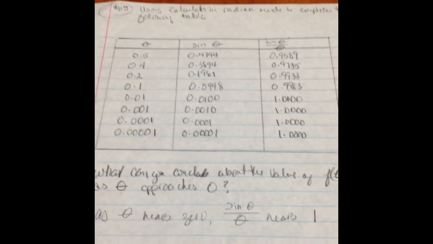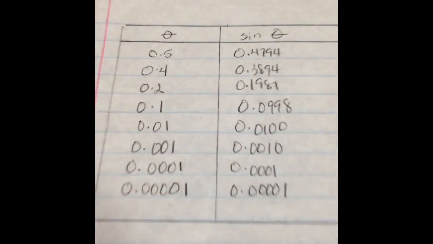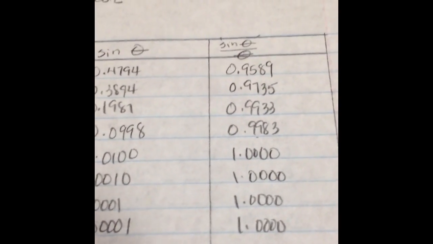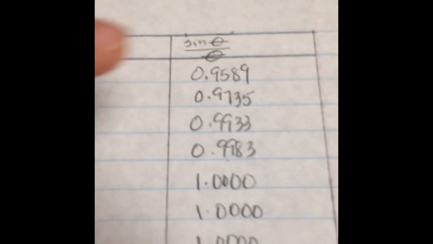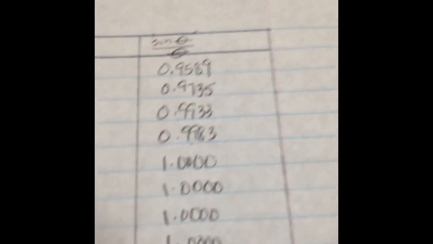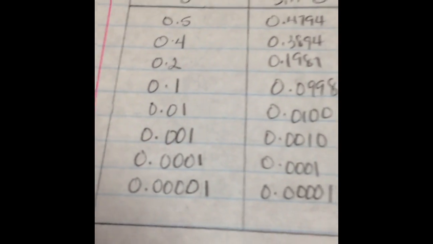Okay, so for number 115, basically you're just going to be punching the theta values into your calculator for sine, and then you will get the corresponding values. And also for the sine of theta over theta, you will notice that the values slowly get closer to 1, while over here the values are going down.